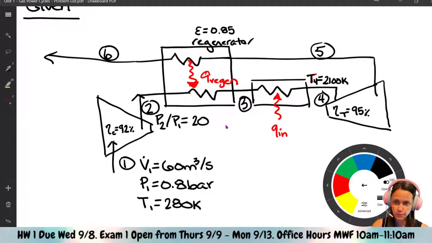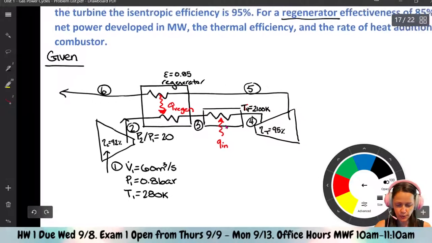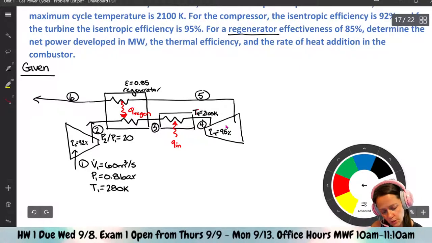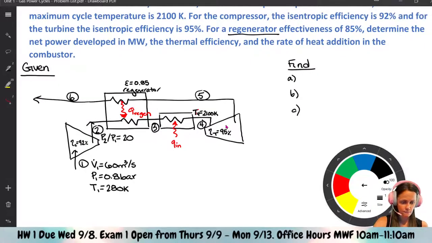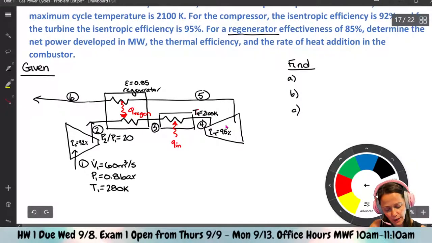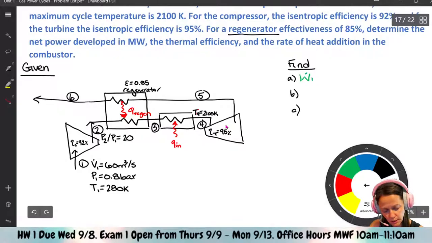And then we want to find the net power developed in megawatts, the thermal efficiency, and the rate of heat addition in the combustor. So those are three things: A, B, C. I know we're running short on time, we've got a little less than 8 minutes left, but we'll set up the problem and then come back to it on Wednesday of next week because we don't have class on Monday. We want the net power output, W dot net out, in megawatts. We want the thermal efficiency. And we also want the rate of heat addition in the combustor, so that's Q dot in.